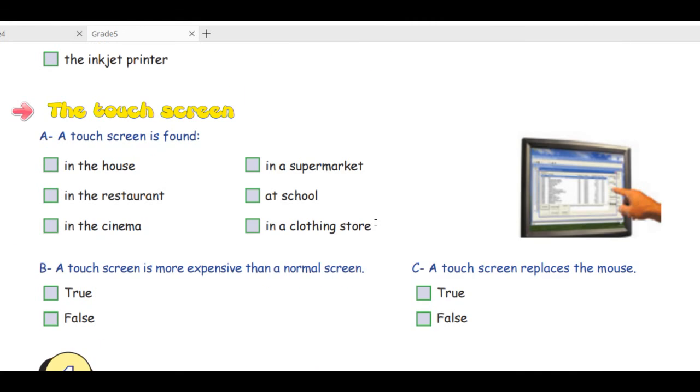Then after we go for the touch screen, where it is used, why it is used, is it output, is it input, or is it at the same time an input and output device, and what it replaces as a touch screen, and if it is more expensive than a normal screen or not.